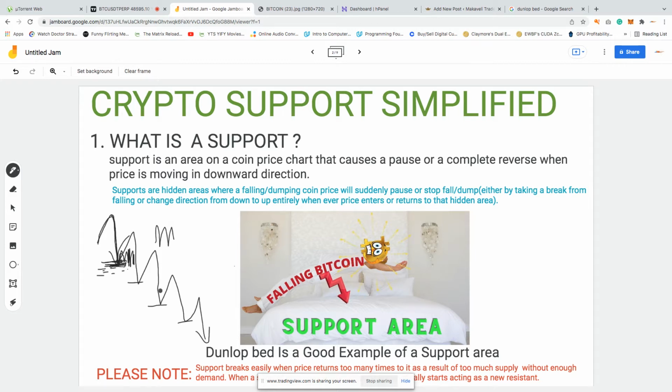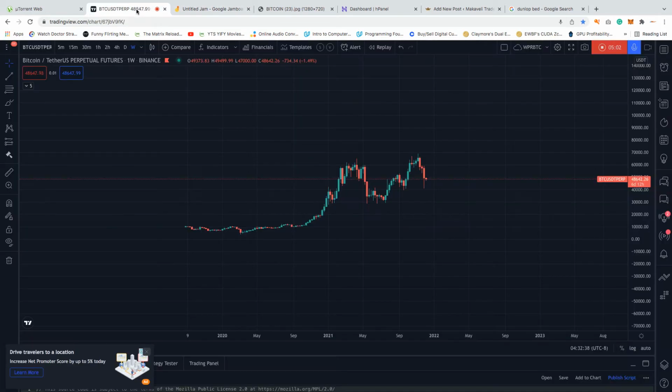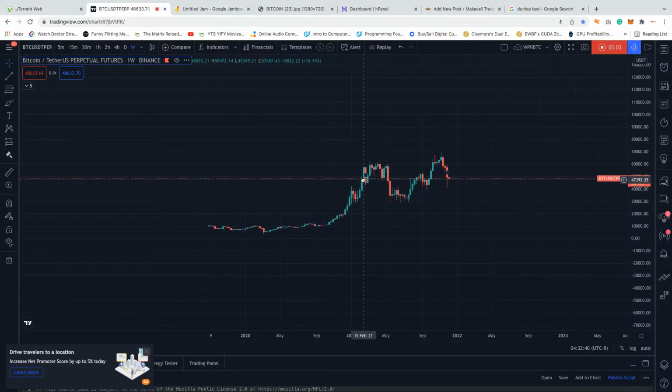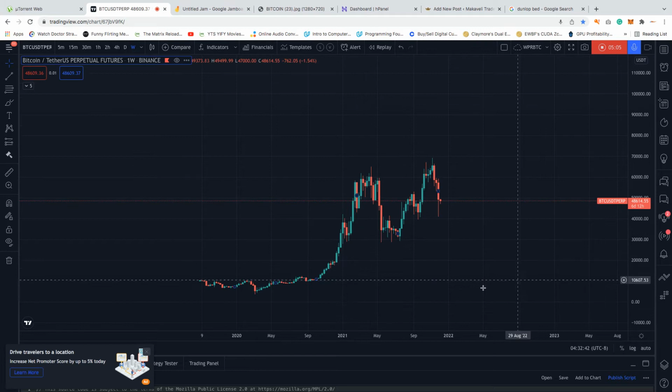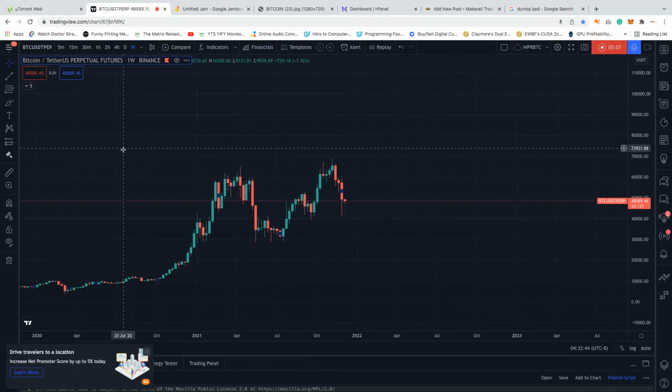So have it in the back of your mind. I also stated it at the bottom here: please take note that supports break easily when price returns to them too many times as a result of too much supply without enough demand. And when they break, they instantly turn from support to resistance. A good example is right here. If I zoom in on Bitcoin right here, you're going to see how Bitcoin broke support.